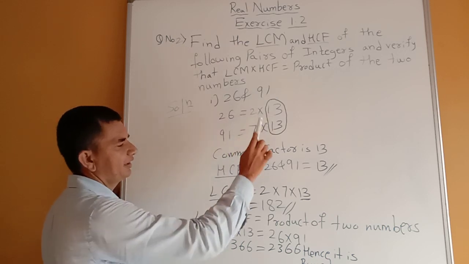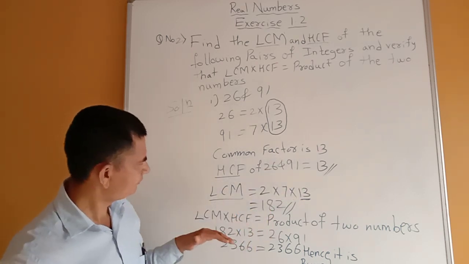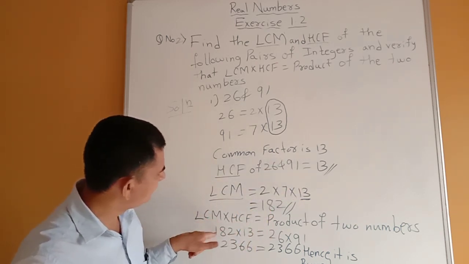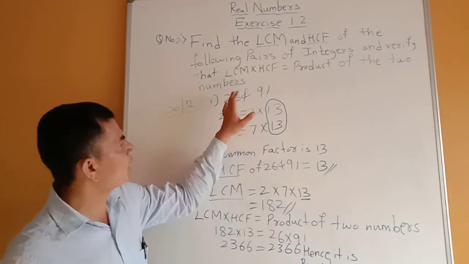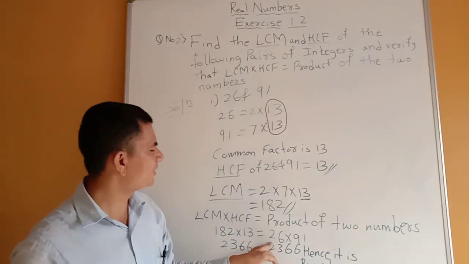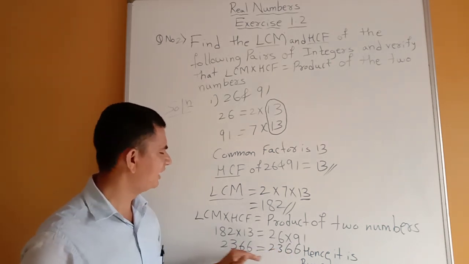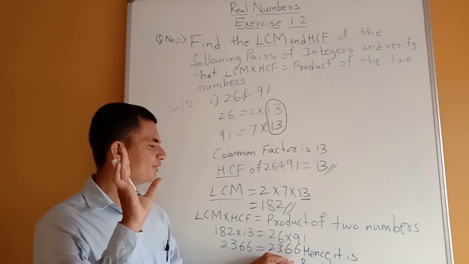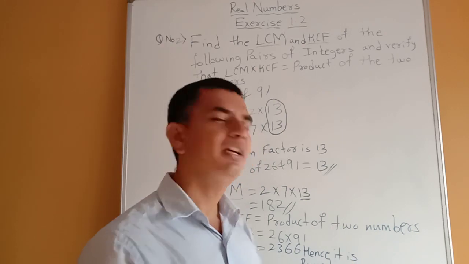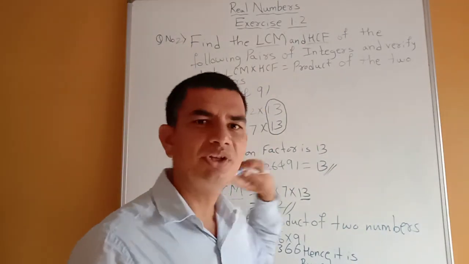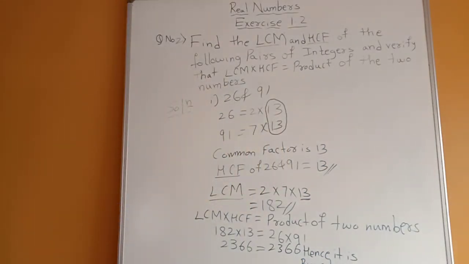2 into 7 into 13 is the LCM, and the common factor is 13, so we have taken 13 here. After that, we have to multiply 182 into 13, and the product of the two given numbers, 26 into 91. After multiplying, if you get the same numbers here, hence it is proved. Your answer is correct. If you did not get the same number here, again you have to go back and check. Okay, students, now you can go for question number 2 in main question 2.